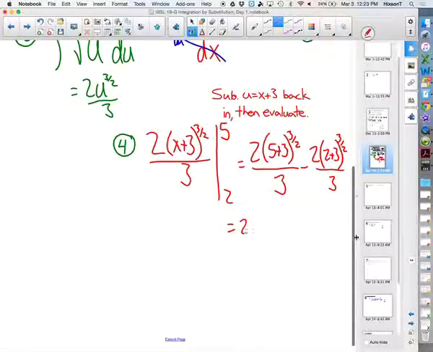We get 2 times 8 to the 3 halves. That's going to be cubed and then square rooted. The square root of 8 is 2 root 2. So 2 root 2, we still need to cube that. Over 3 minus 2 times the square root of 5, but we still need to cube that.